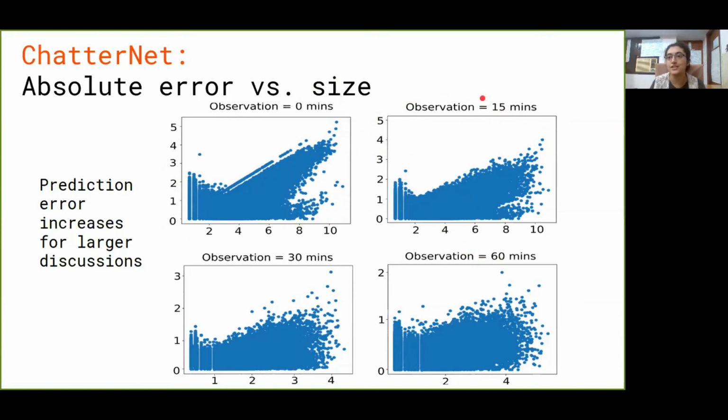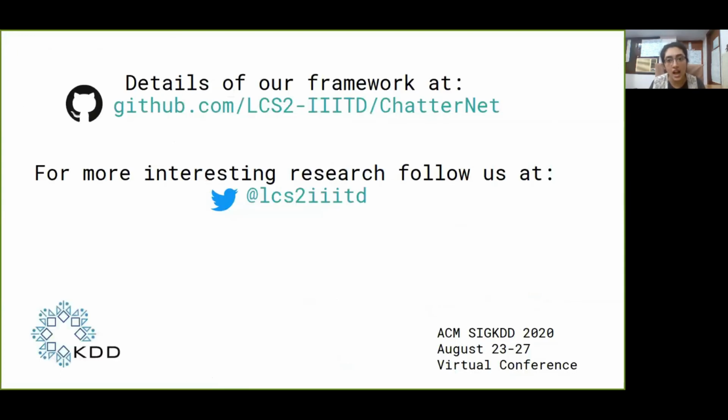Detailed analysis about all of these observations and ablations for each of the 43 subreddits is present in the paper. You can check out this GitHub link for more details about the paper as well as our framework.